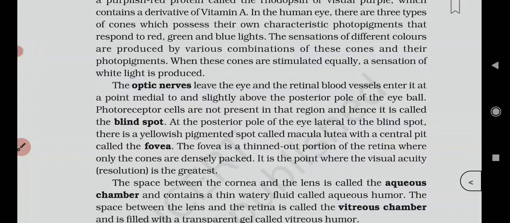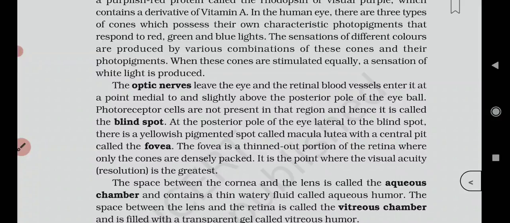Nothing is visible at that portion. So at the posterior pole of the eye, lateral to the blind spot, there is a yellowish pigmented spot called macula lutea. So macula lutea is a Latin word which means yellow spot. So at the posterior pole of the eye, lateral to the blind spot, there is a yellowish pigmented spot called macula lutea with a central pit called fovea. So there is a pit in that, called fovea. The fovea is a thinned out portion of the retina.